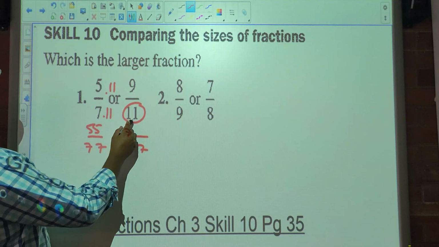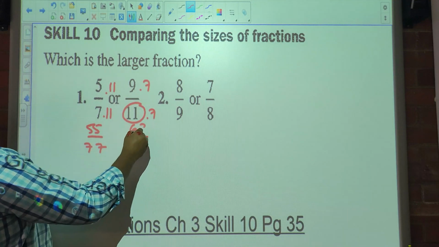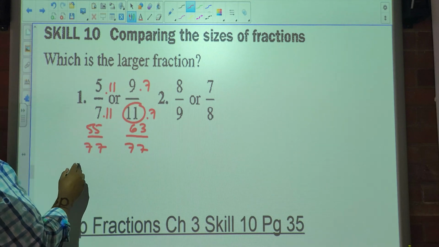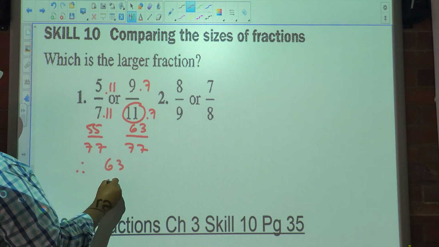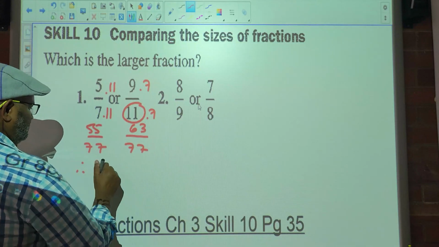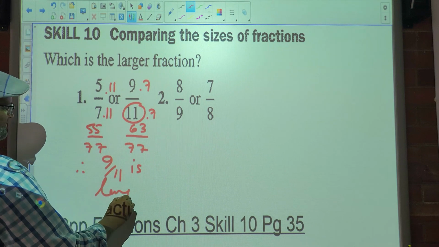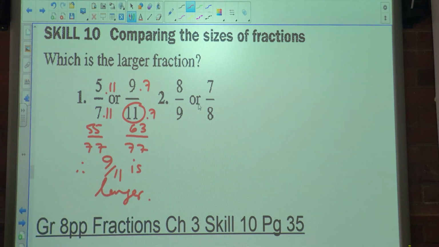And 11 times what is 77? 7. 9 times 7 is 63. So which one is larger? Therefore 63, sorry, 9 over 11 is larger.